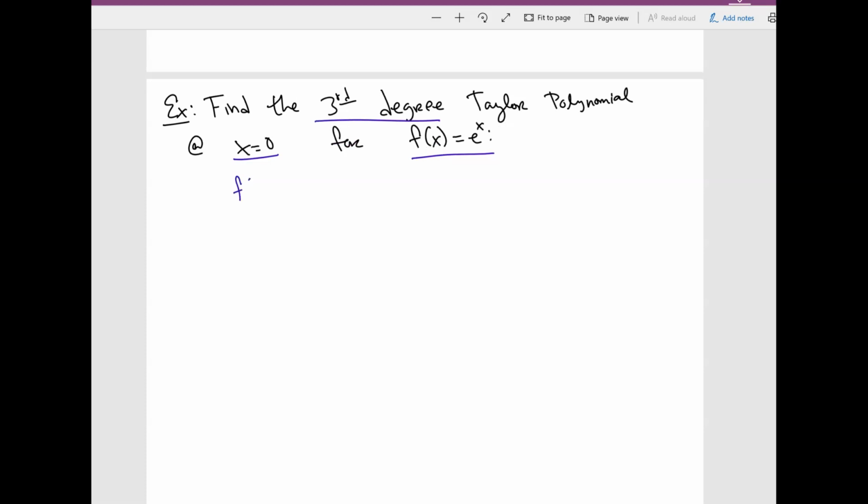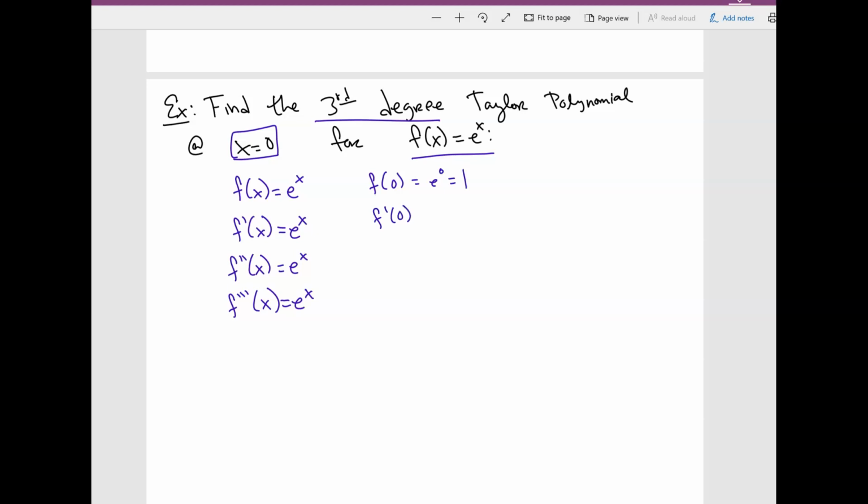I'm going to start off first with f of x, and we know that f of x is e to the x. I'm going to take a derivative of this. I'm still going to get e to the x. Take the second derivative, I still get e to the x. And then take the third derivative, and I'm still going to get e to the x. So nothing really changed. Now what we're going to do is plug in 0. F of 0, I'm going to get e to the 0, which is 1. F prime of 0, I'm still going to get 1. F double prime of 0, I get 1, and f triple prime of 0, I still get 1.